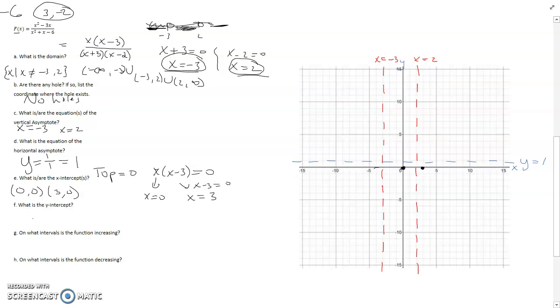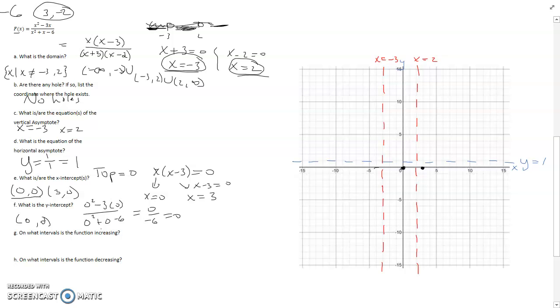What is the y-intercept? To find the y-intercept, you plug in 0 for x. When I do that, I already know that (0, 0) is one of my points. That's going to be an x and y-intercept. But if you're not really thinking about it, you can plug it in. And when you plug this in, you're going to get a 0 on top, right? Over -6, which is 0. So you know the y-intercept is also (0, 0). And I've already got that on here.